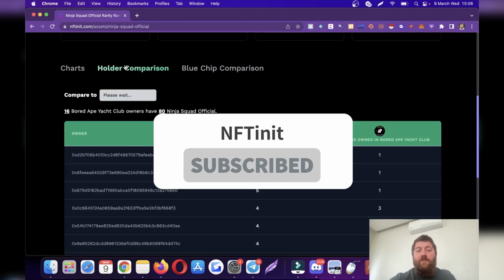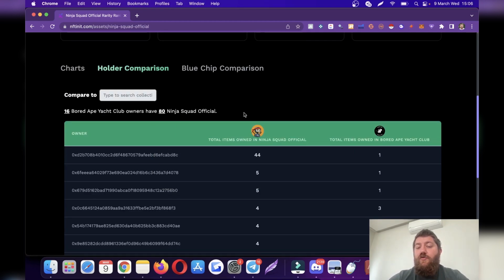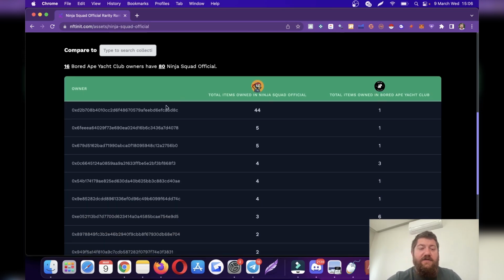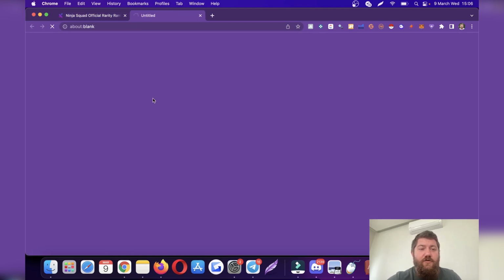Then there is the holder comparison. In the holder comparison, you will see how many total items are owned by this wallet in either one of these collections. So this guy has 44 ninjas and he also owns one Bored Ape Yacht Club. This one has 4 ninjas and he has 3 Bored Ape Yacht Club NFTs. Let's check this one, the first one with the most ninjas.